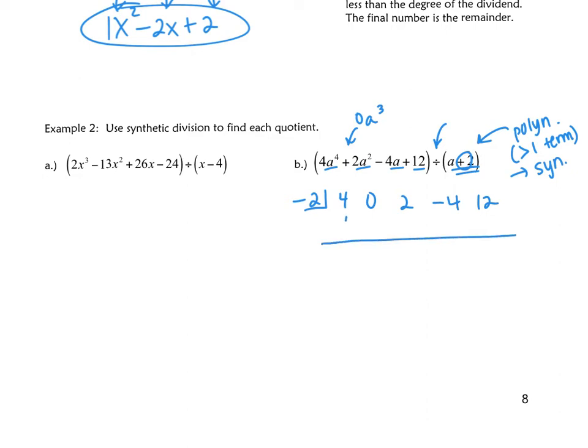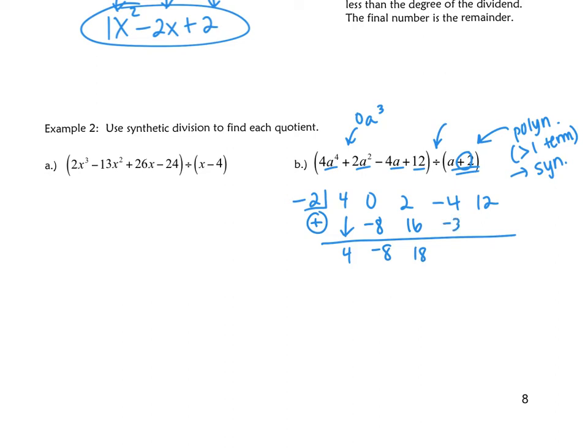Like above, bring the first number down, then we start the multiplying. So we'll multiply, put that number here. So 4 times negative 2 will give us negative 8. And then if you remember, you're always adding. Then multiply again. Negative 2 times negative 8 gives us 16. Again, add down. 2 add 16 is 18.